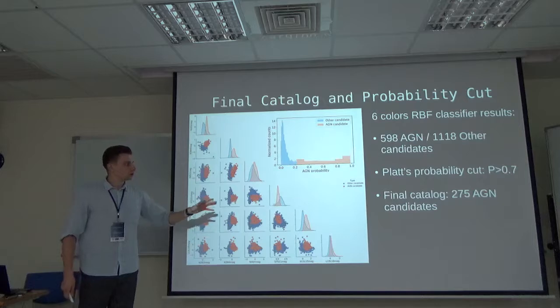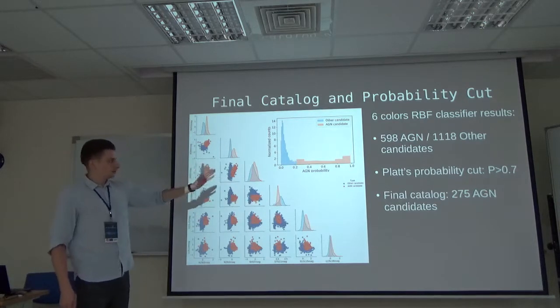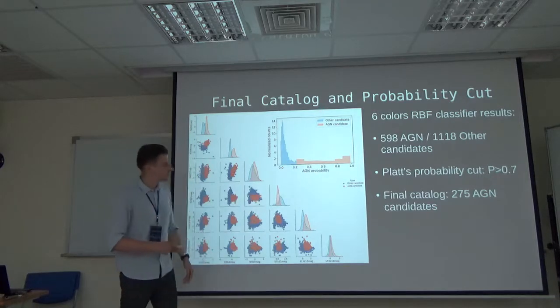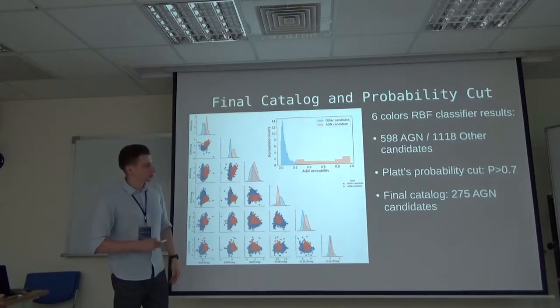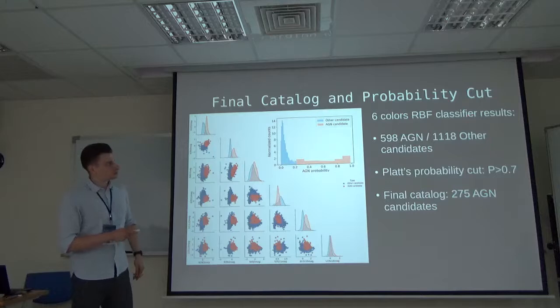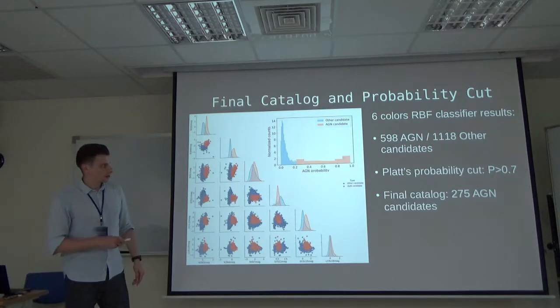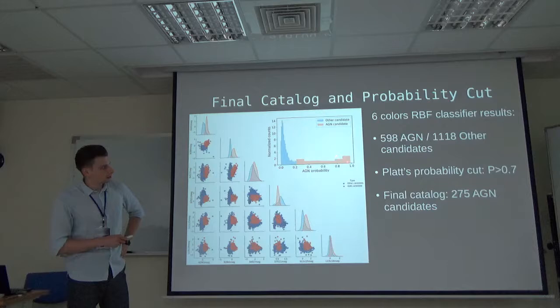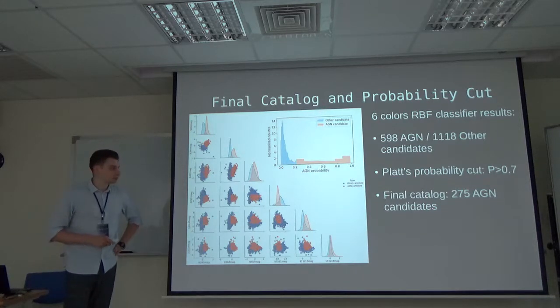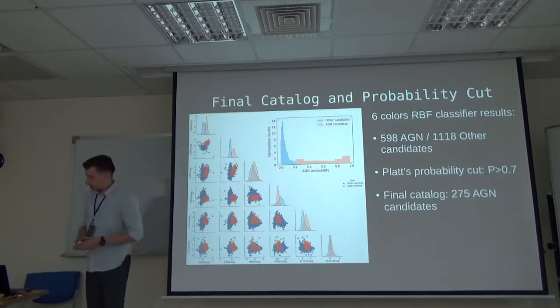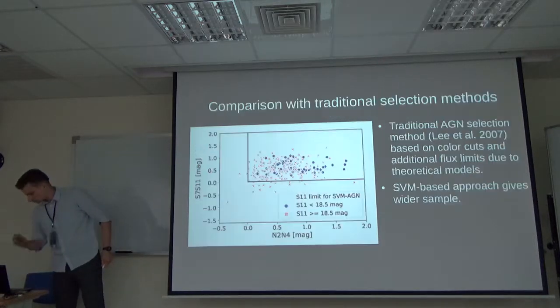Here we just want to know the range where we can cut the probability without losing too many objects. At first we got around 600 AGNs, and then we cut the probability at 0.7 to obtain just the most trustable objects. And we obtained 275 objects.